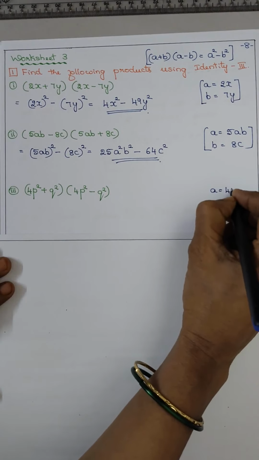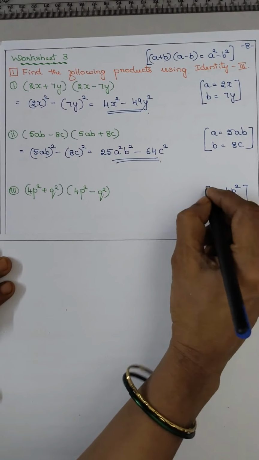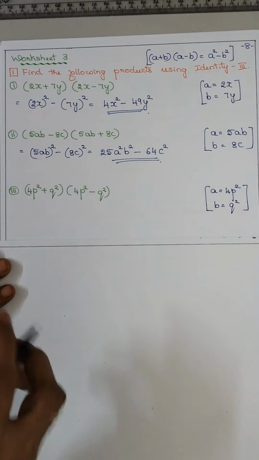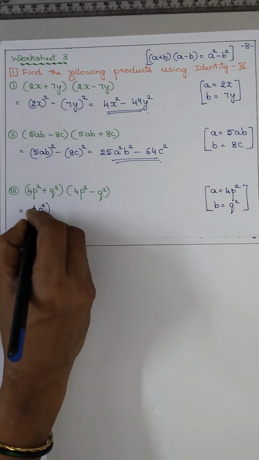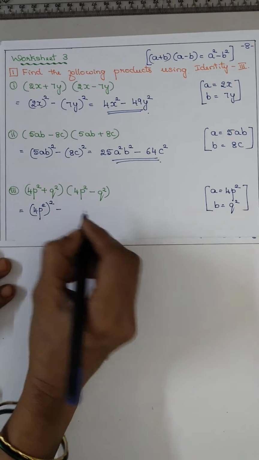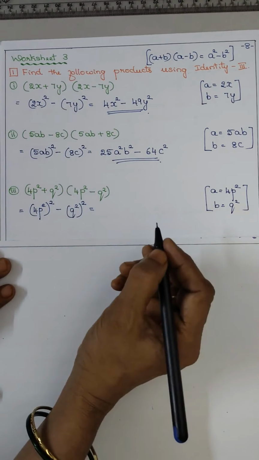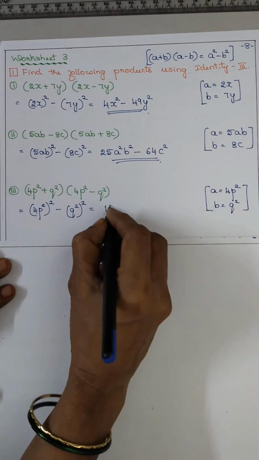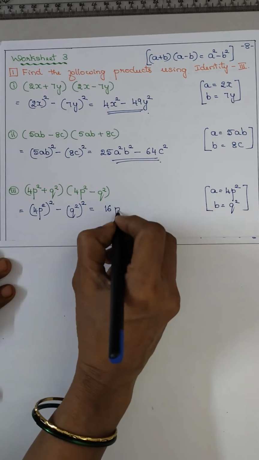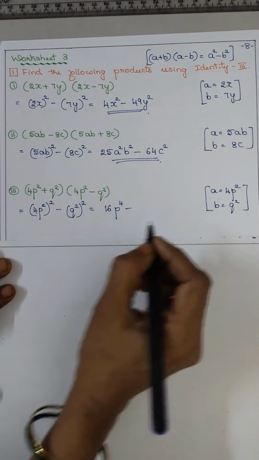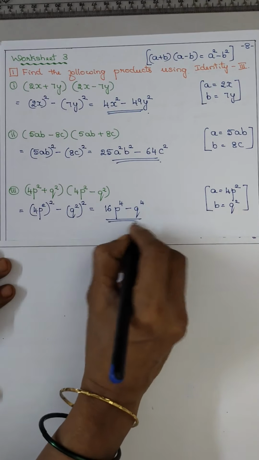Clear? Now coming to the third sum, 4p squared plus q squared into 4p squared minus q squared. A is equal to how much? 4p squared. B is how much? Q squared. Now a squared minus b squared. 4p squared the whole squared minus b squared, that is q squared the whole squared. 4 squared is 16, p squared the whole square, multiply 2 2s are 4, p to the power 4 minus q, 2 2s are 4, that is q to the power 4.